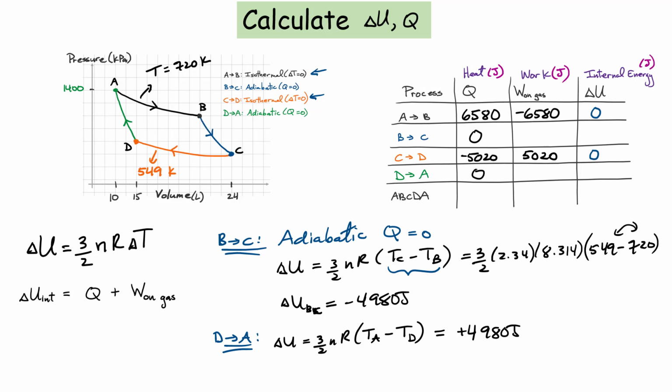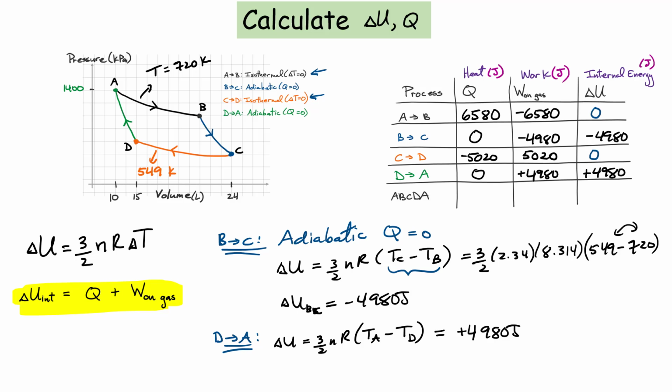Let's go ahead and fill this out in our table. So here it is minus 4,980, and here I get positive 4,980. All right, and now it's very easy to find the work, right? The work is the exact same value as the change in internal energy for both of those. So you just simply go back here and fill this out: minus 4,980 and positive 4,980.